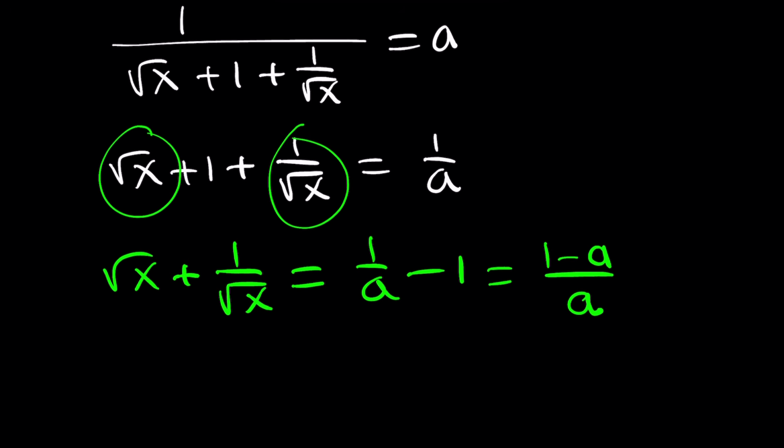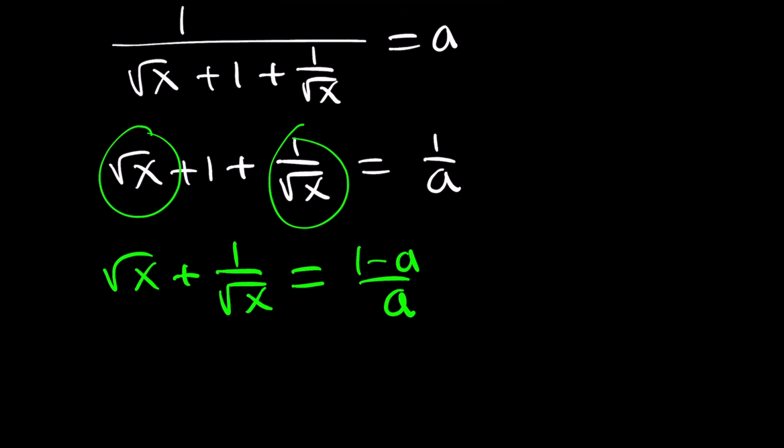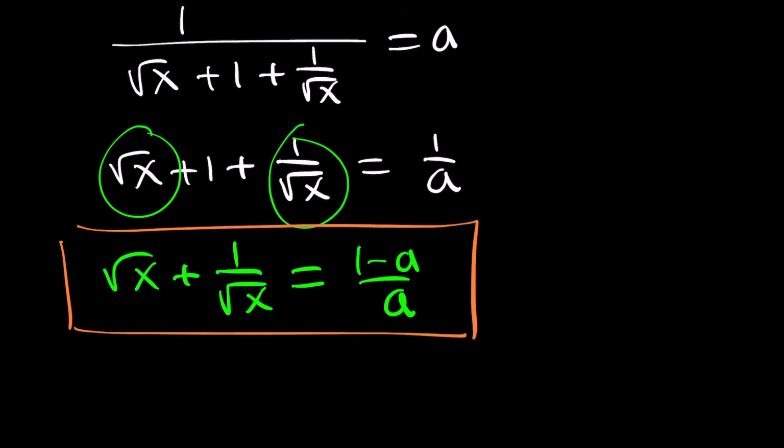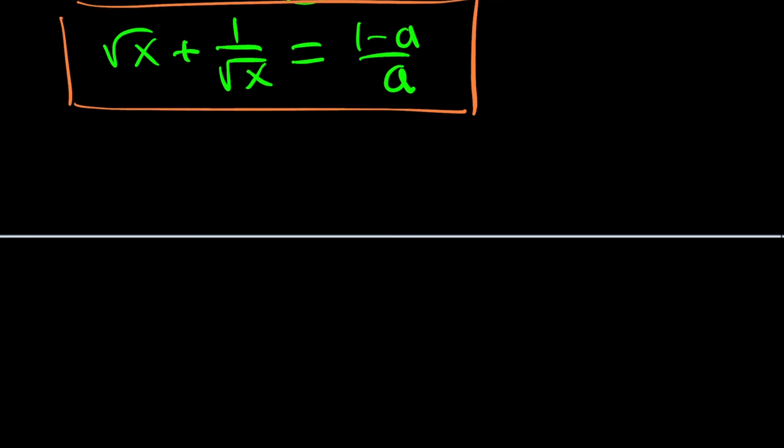And let's go ahead and erase this and just replace it with (1 minus a) over a, because we know that it's going to equal that at the end. Great. Now let's go ahead and save this because we're going to use it. How do we use it? Well, let's go ahead and work with our expression and then we'll come back to this, okay?